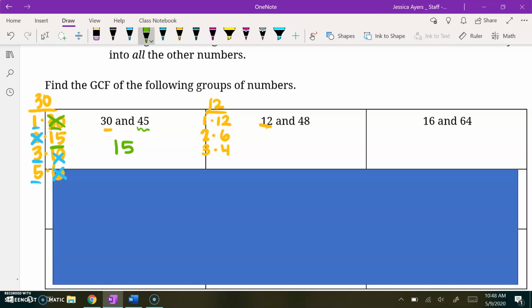Now we want to see which of those numbers will divide into 48. So we start at 12. 12 goes into 48 4 times. So we know that 12 is our GCF. This is one where there would have been a lot more, like 1, 2, 3, 4, and 6 all go into 48, so we would have to keep going. But by starting at the largest, we know we're done at 12.